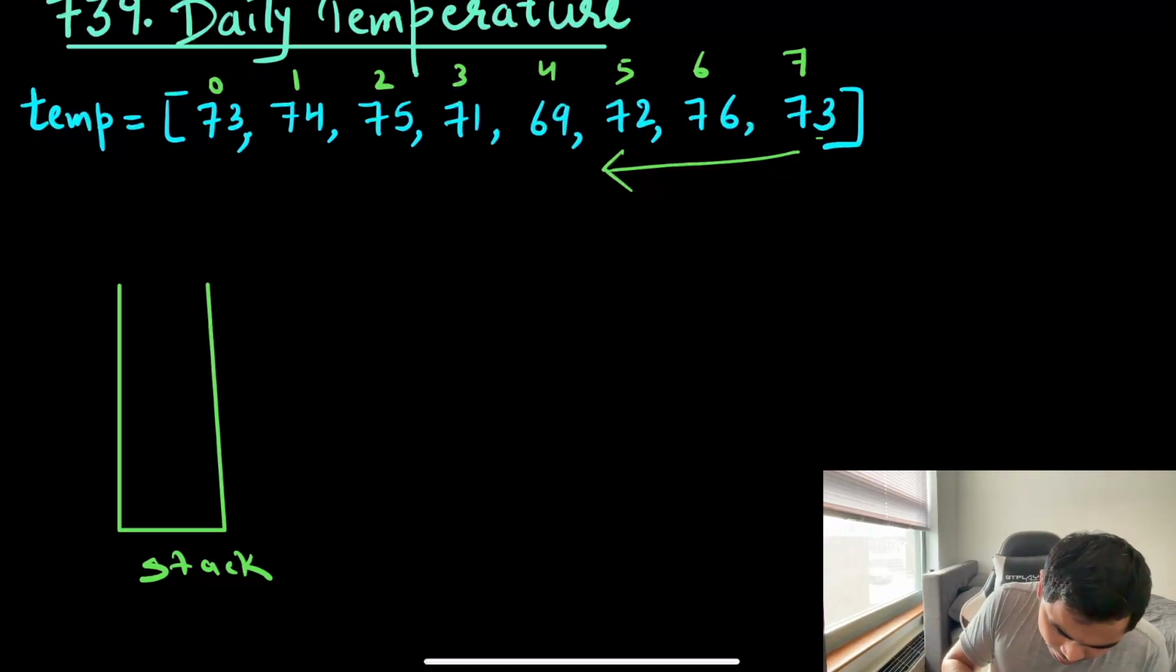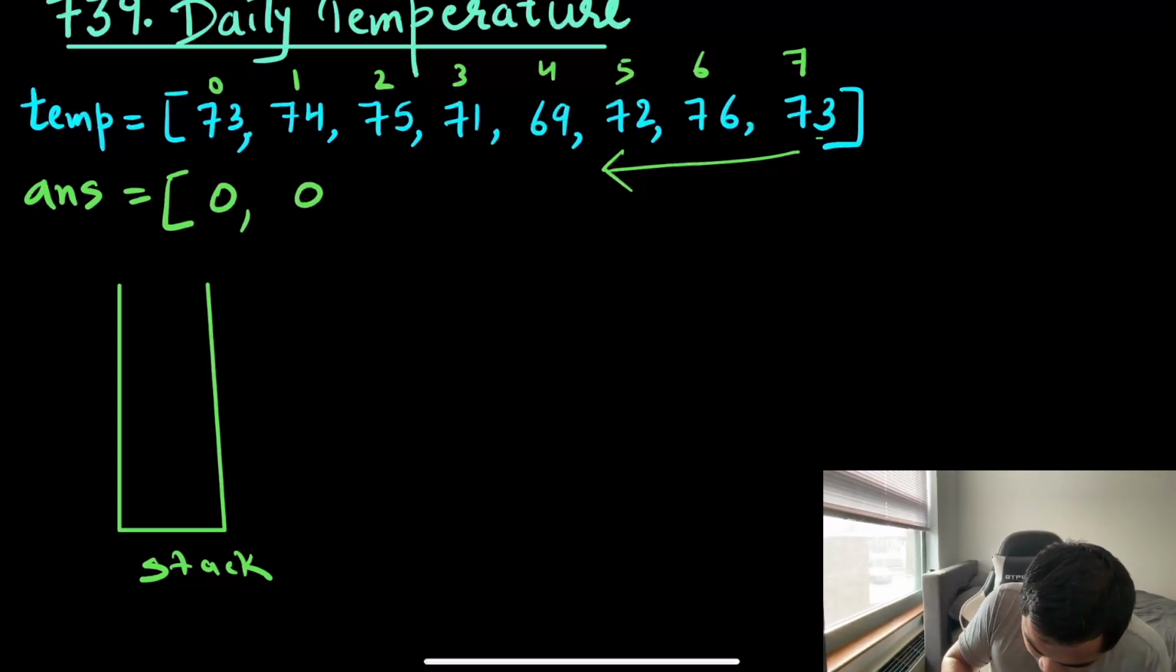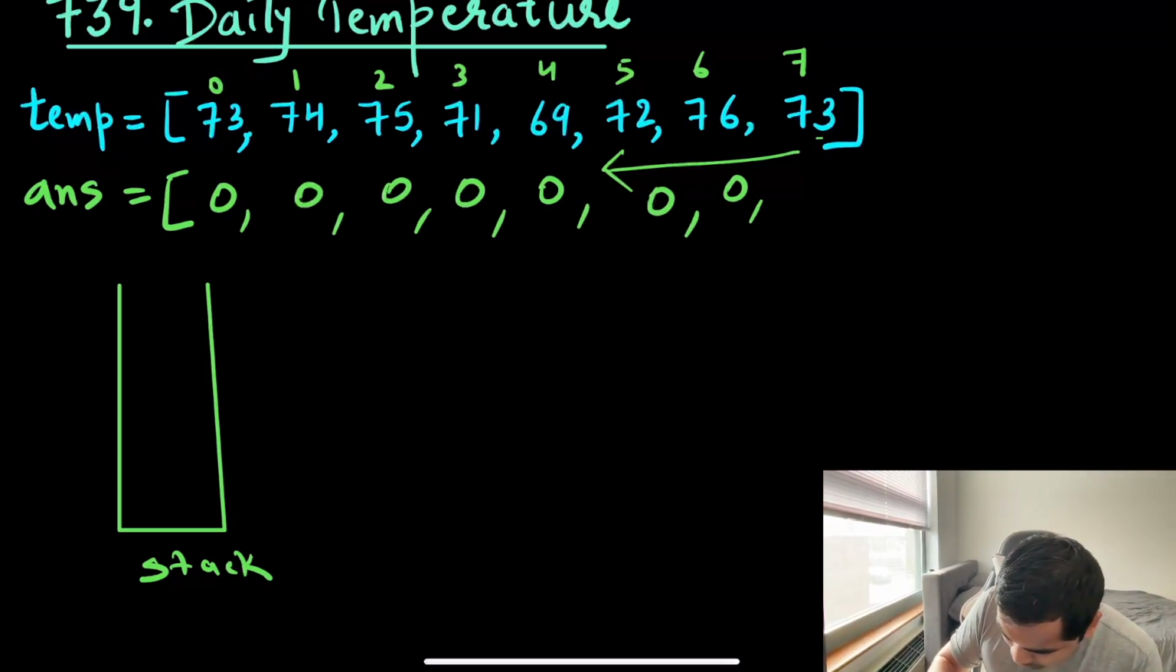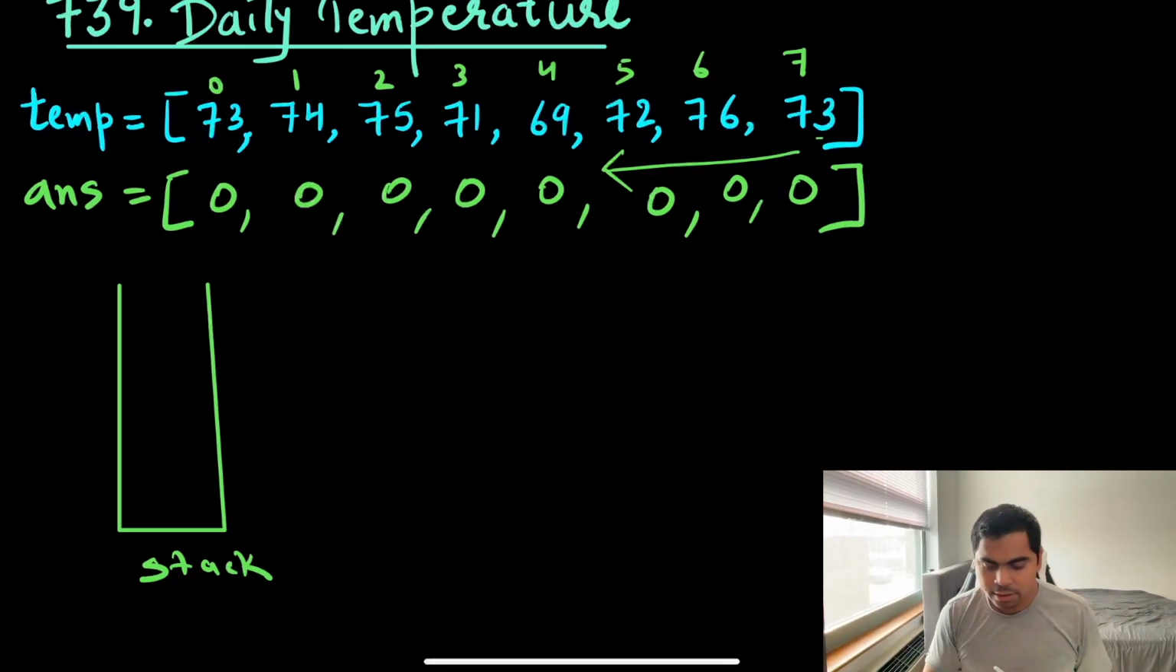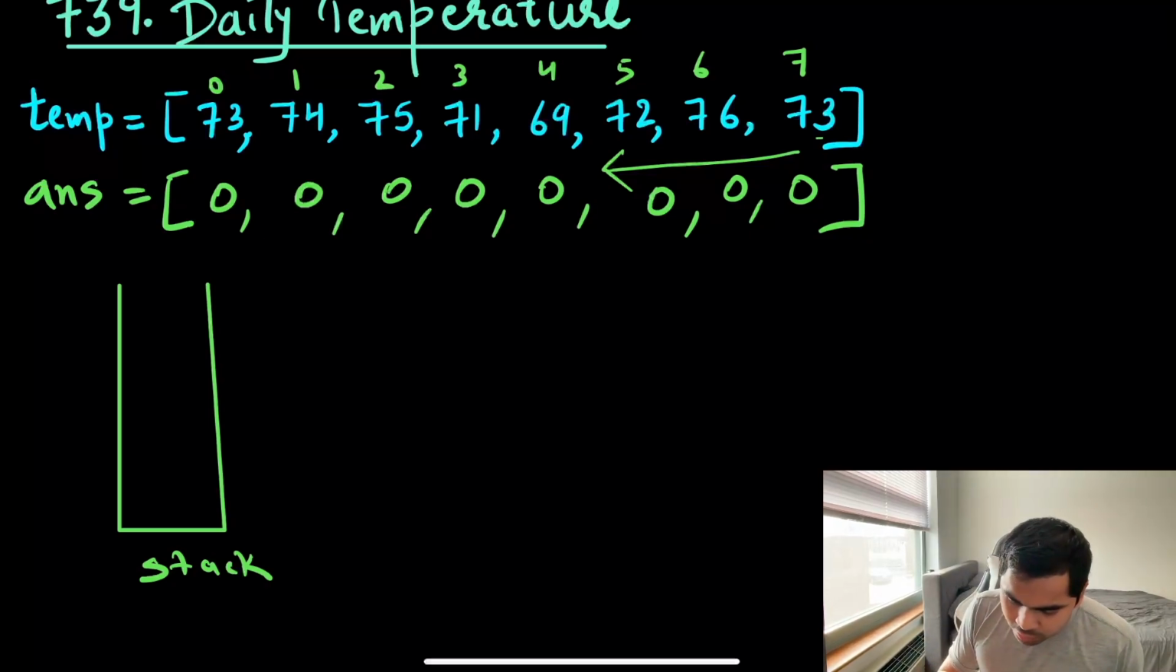So I will again calculate my answer. Initially, I'll initialize all of them to 0, so that I can store the answers using the indexes. That will be of the same size as temperatures. Now I'm iterating over my temperatures from back to front. So what I do is I'll have this condition, a while loop.